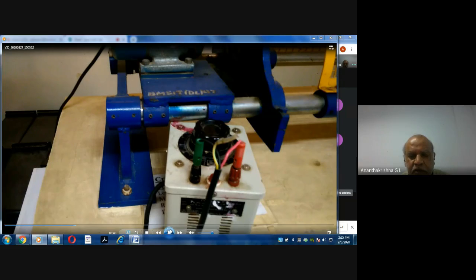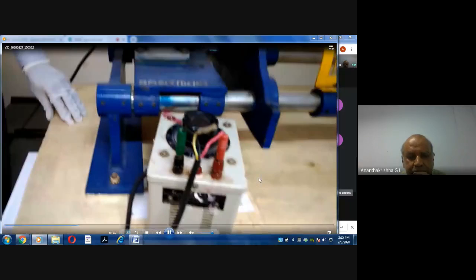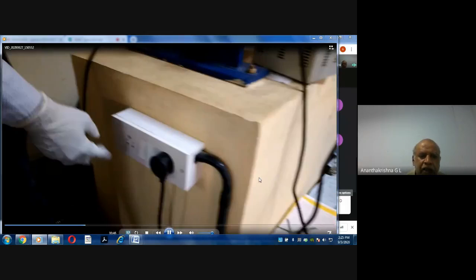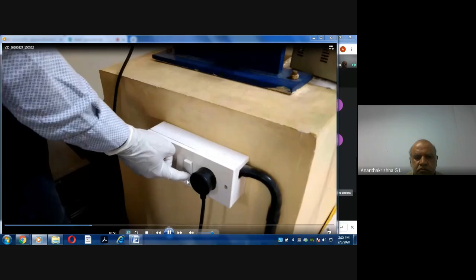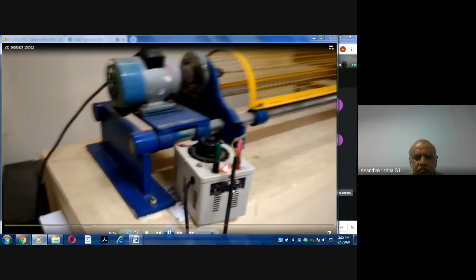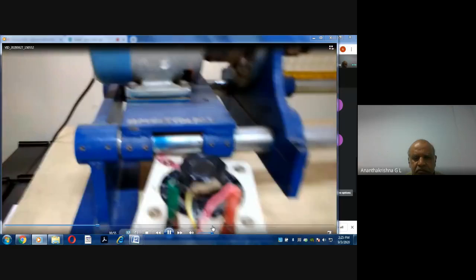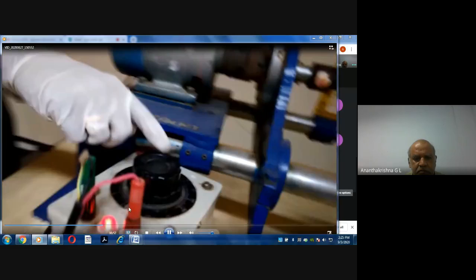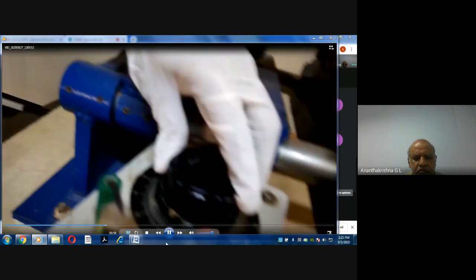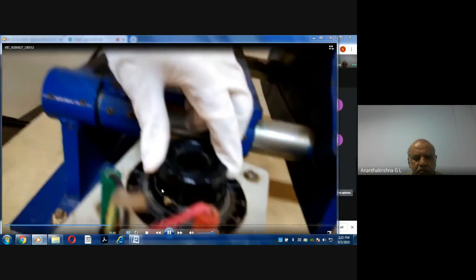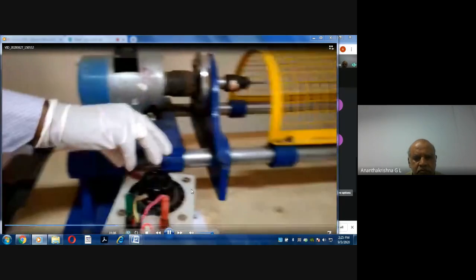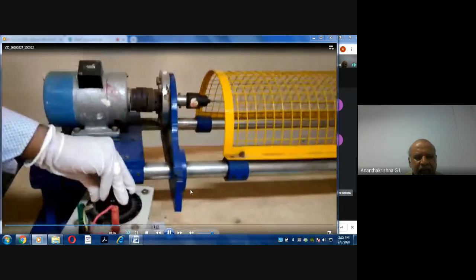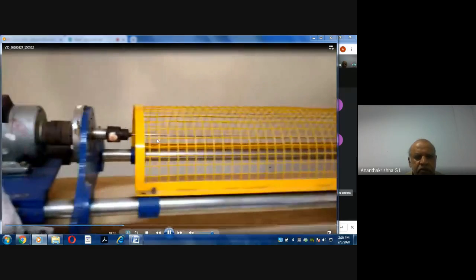Okay, again, please watch the video now. Connected to the dimmerstat. The dimmerstat in turn is connected to the plug point there. So switch on the plug point and see that the dimmerstat is at 0 position before you start your experiment. Before you start the experiment, see that the dimmerstat is at 0 voltage. Now you start giving the voltage through the dimmerstat and the shaft starts rotating.